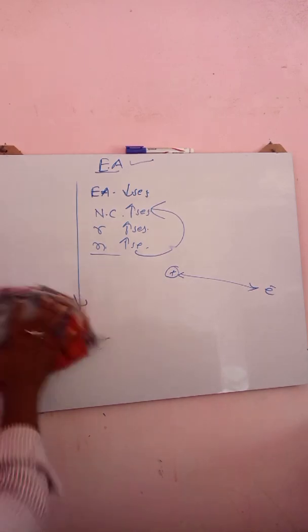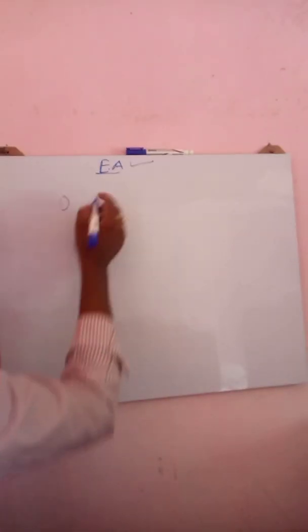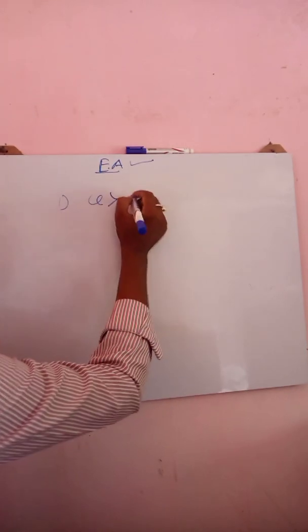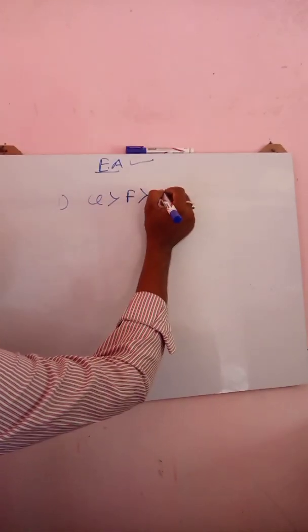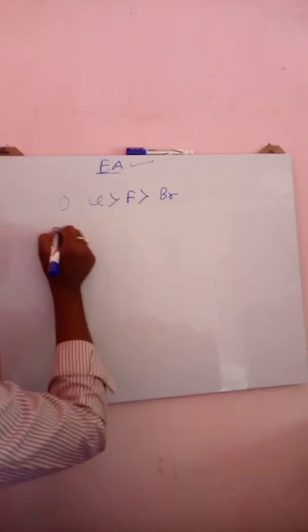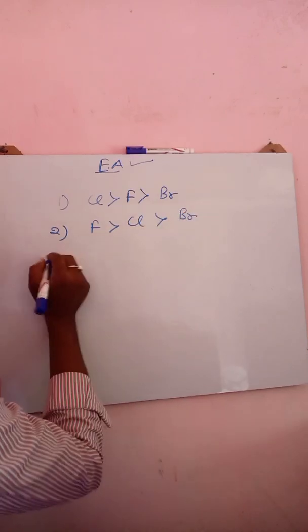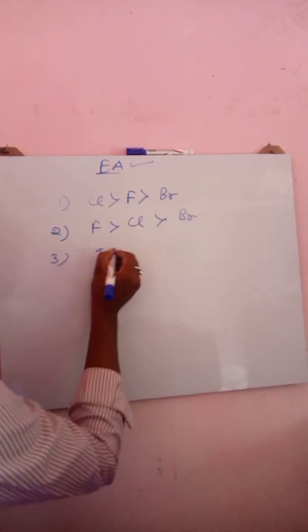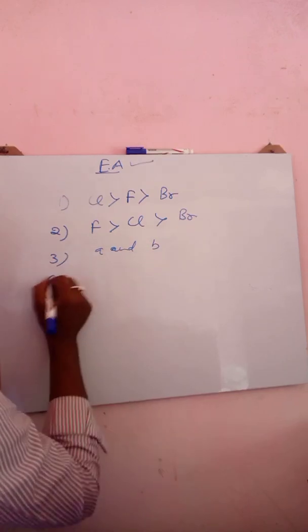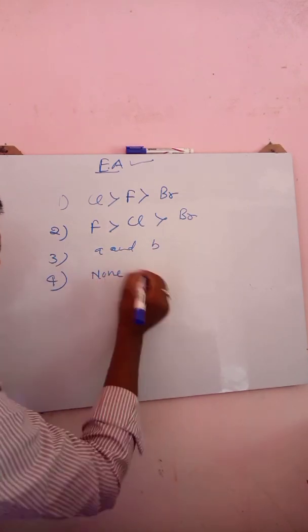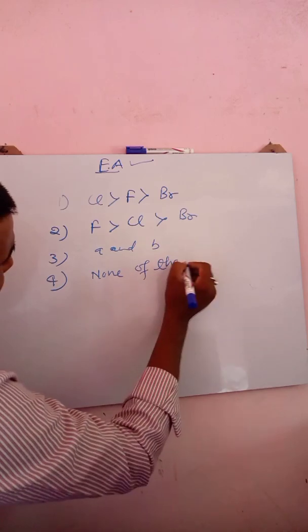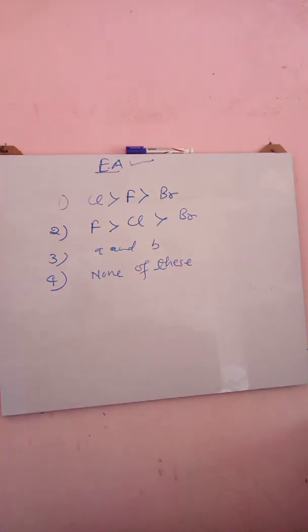Clear? Some examples we can see. Choose the correct trend. Options will be given to you. First, chlorine greater than fluorine greater than bromine. Second, fluorine is greater than chlorine is greater than bromine. Third, A and B both. Fourth, none of these. You have to choose the correct option for the trend of electron affinity.